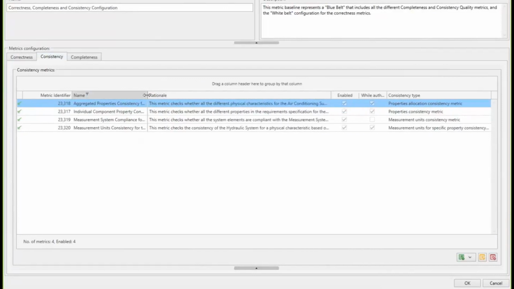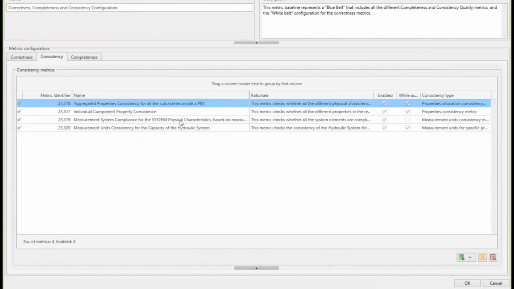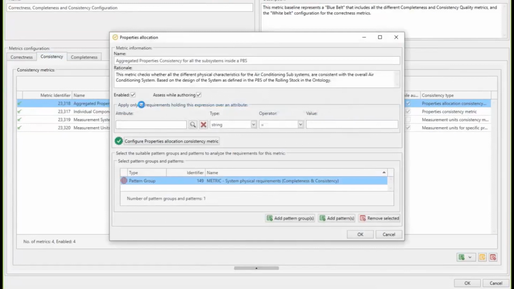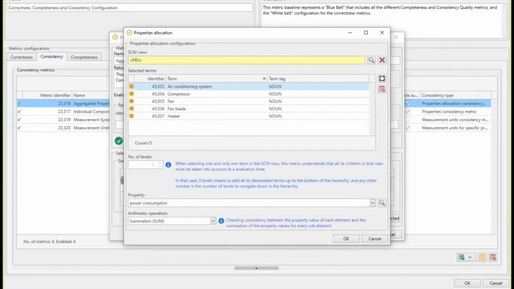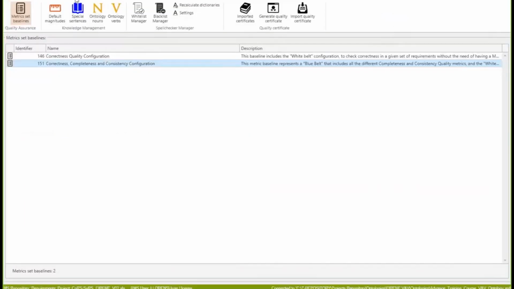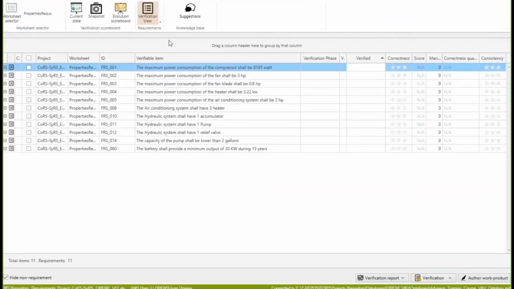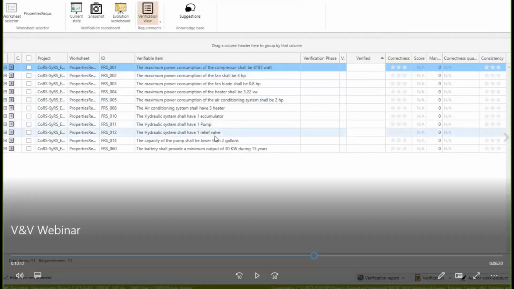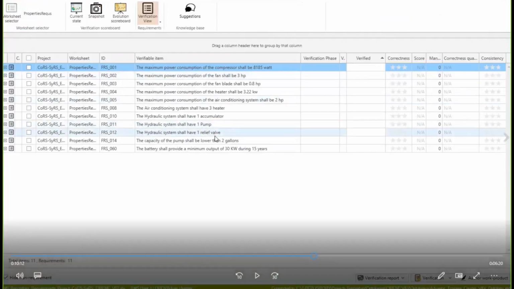This is the air conditioning part of the train, and we have in the database, in the ontology, a managed breakdown structure, a PBS, and this PBS is going to be confronted against the requirements describing the consumption. There you get the PBS, and the consumption of the different parts of the PBS. Okay, so you can read there the maximum power consumption of the compressor shall be, of the fan blade, a heater, whatever, air conditioning system, and so on.